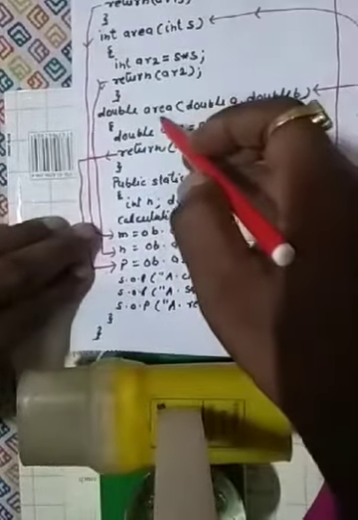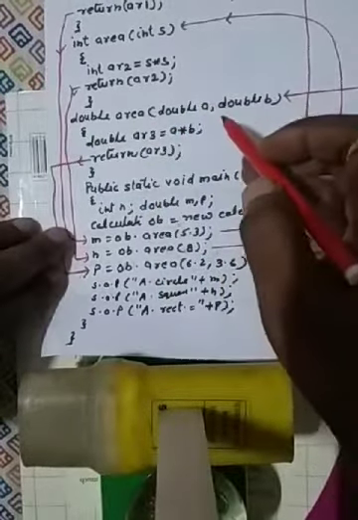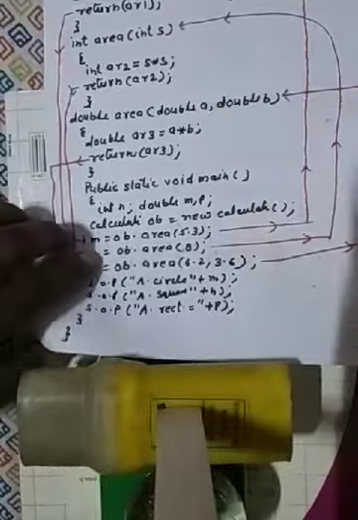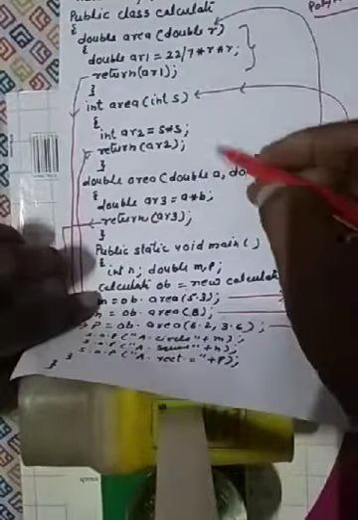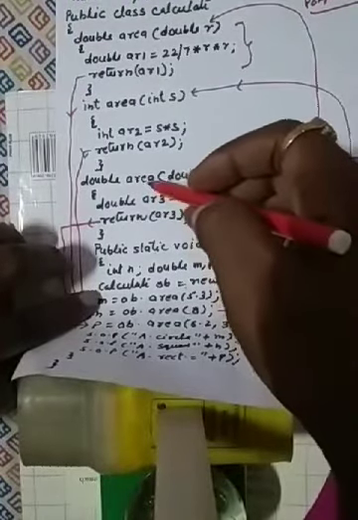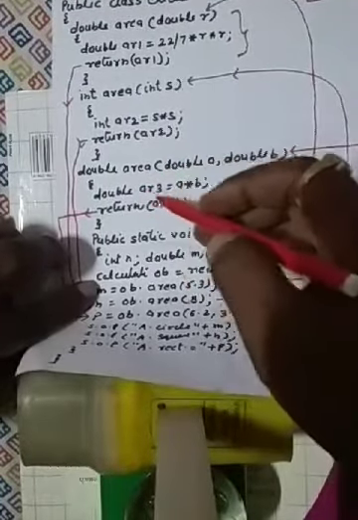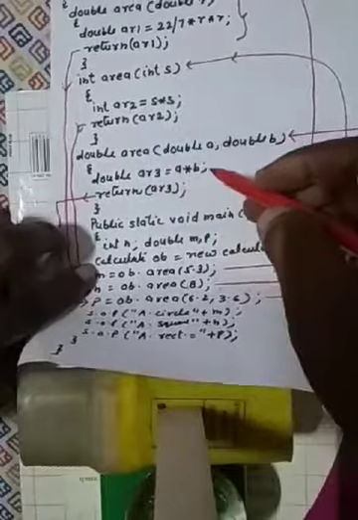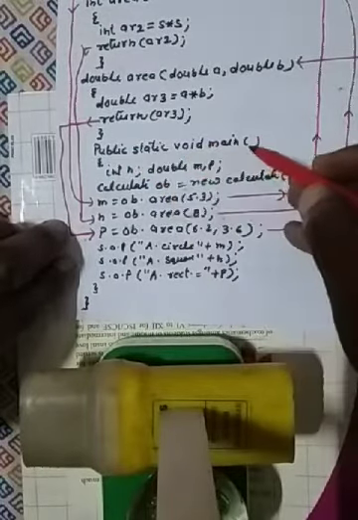Then third, again its name is area, double A comma double B. If you see here, this is double A comma double B. This is the function for finding the area of a rectangle. So double AR3 is equal to A into B, return AR3. So for calling the functions, we will write a main function.